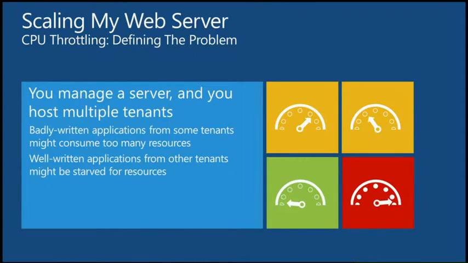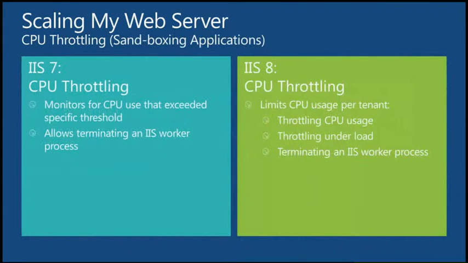Or if you have a poorly written application, for example, it can accidentally use a lot of resources and end up affecting other tenants or other applications. So we've done some work in CPU throttling to address that. But wait a minute, didn't we have CPU throttling in IIS 7? We did. How many people have used CPU throttling in IIS 7 or 7.5? A few people. We don't see a lot of people because the feature doesn't really work very well.